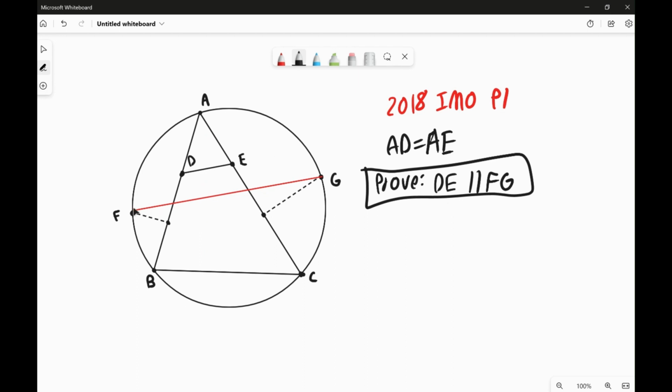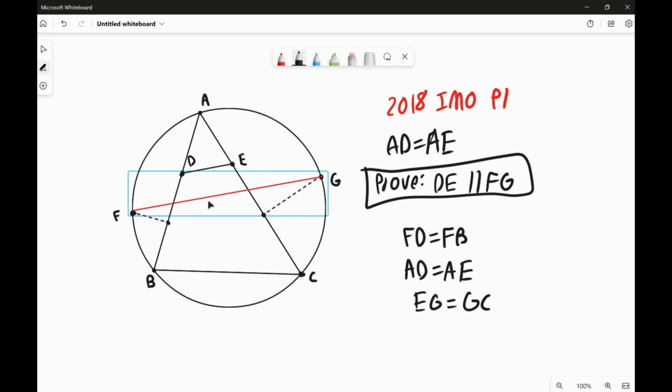Well, we have a lot of perpendicular bisectors, so it seems natural to turn them into lengths. So we have FD equals FB, AD equals AE, and EG is equal to GC. Seeing FD equals FB and AD equals AE, it seems like we could have two circles intersecting at D. So let's go ahead and construct those circles. There's obviously a circle centered at F passing through B and D as FD equals FB, and a similar thing for A. So let's draw the circles and see what happens.